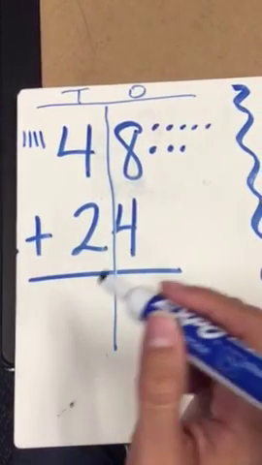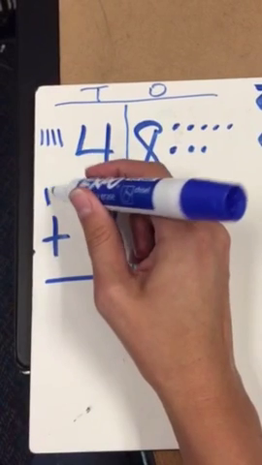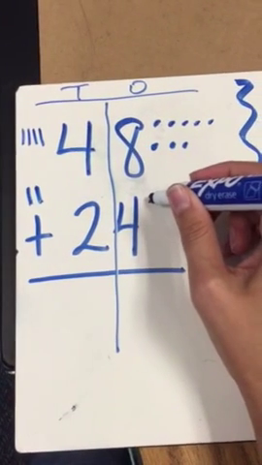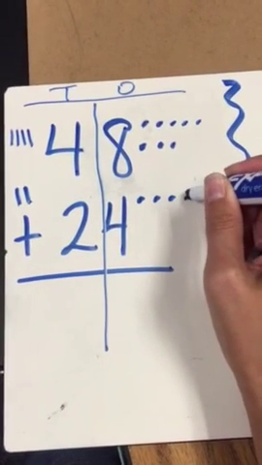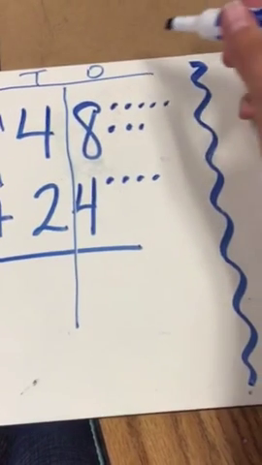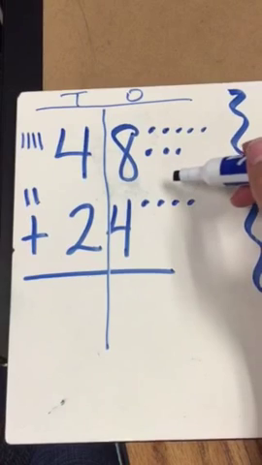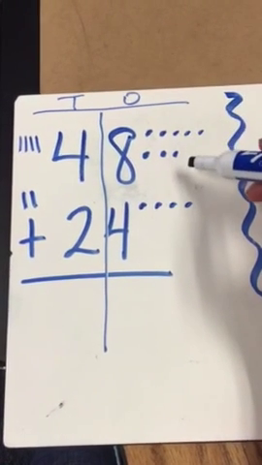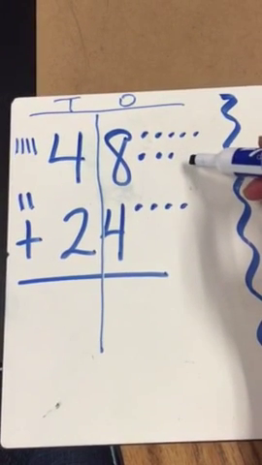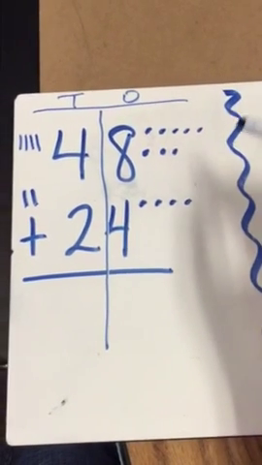Now we're going to look at our bottom number. We have 24, so I'm going to draw 2 tens and 4 ones. So when we add, I tell them we always start at the ones place. So we have 8 plus 4. And so a lot of them have to count, so we then can see that, oh, 2 more make a 10. So the answer is 12.